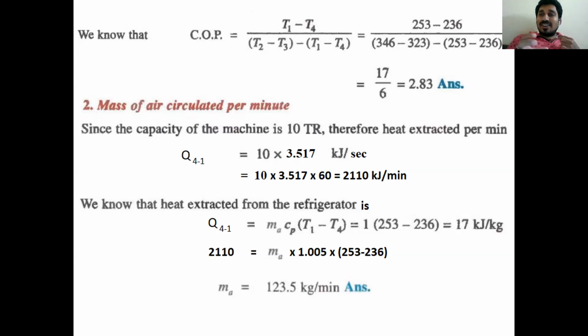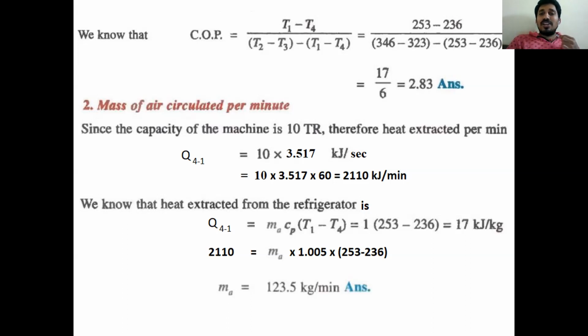If TR value is given in the problem, first of all you should convert it into kilojoules per second, I already told you. 1 TR is equal to 3.517 kilojoules per second. I discussed this in unit of refrigeration. So finally 10 into 3.517 kilojoules per second. If you want to convert into kilojoules per minute, you should multiply with 60. Then finally you get 2110 kilojoules per minute.